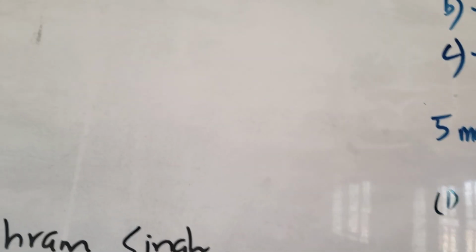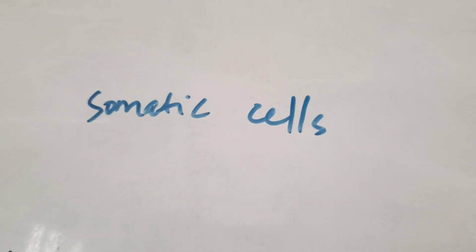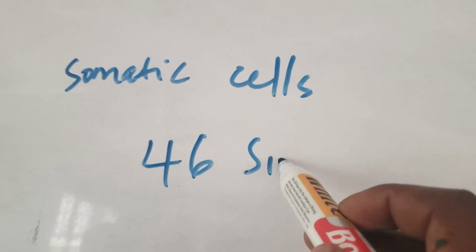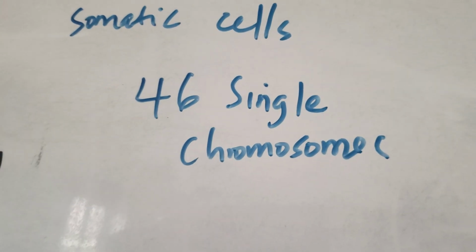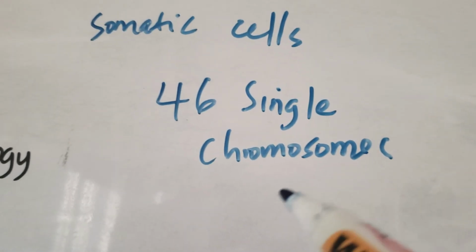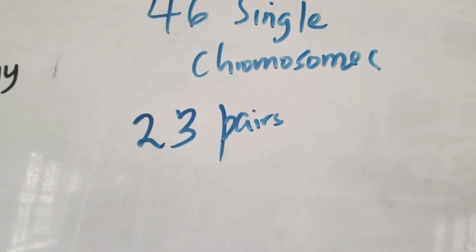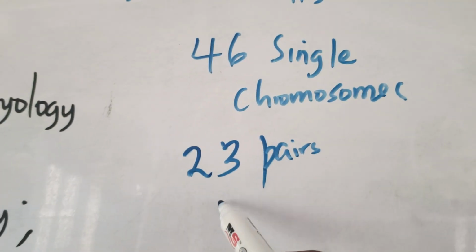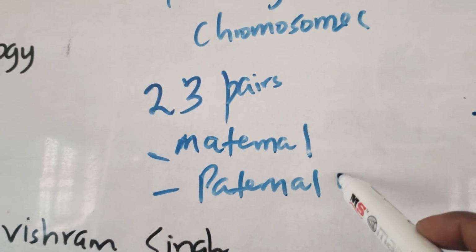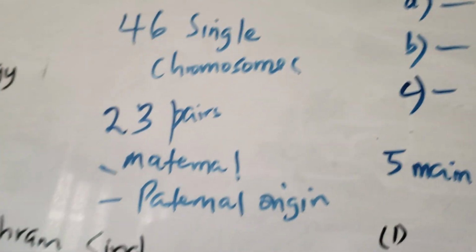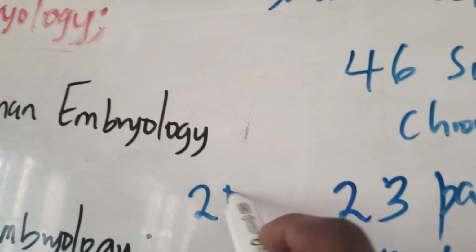Then we also need to know that normal somatic cells and primordial germ cells contain 46 single chromosomes, and these 46 single chromosomes occur in pairs of 2, so those are the 23. And on each pair, we have equal contribution from maternal origin and from the paternal, from the father. And we also need to know that these somatic cells have 2n amount of DNA.